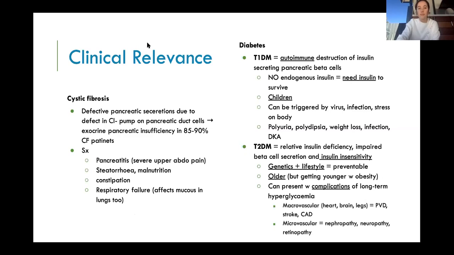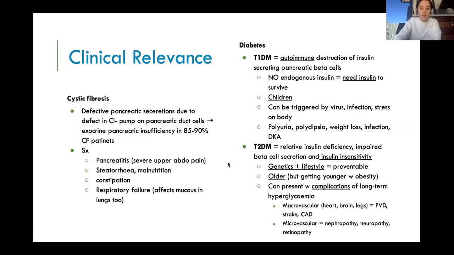And then you have diabetes, where type 1 is the autoimmune destruction of your insulin endocrine cells, and that's more in children, whereas type 2 is related to lifestyle things like being overweight. And you get this relative insulin deficiency from impaired beta cell function.